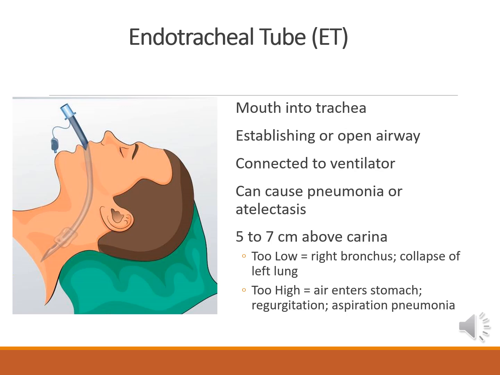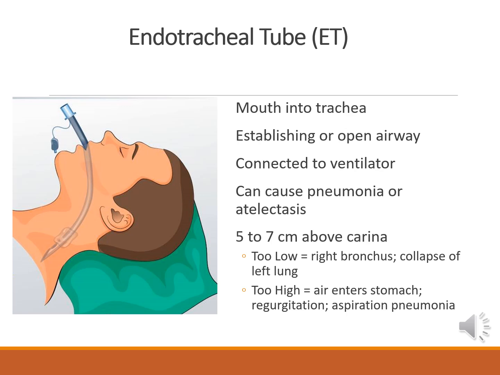Up to 20% of ET tubes may need repositioning after the initial insertion and can easily shift. An improperly positioned tube can enter the right bronchus, potentially collapsing the left lung, or be too high, leading to air in the stomach.